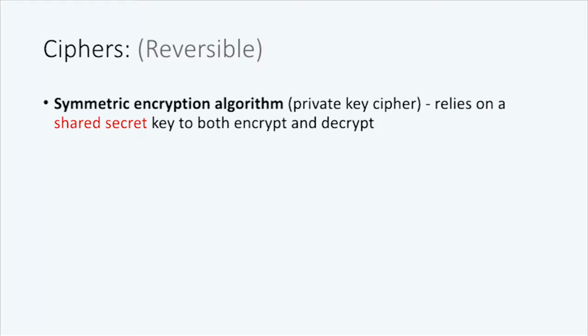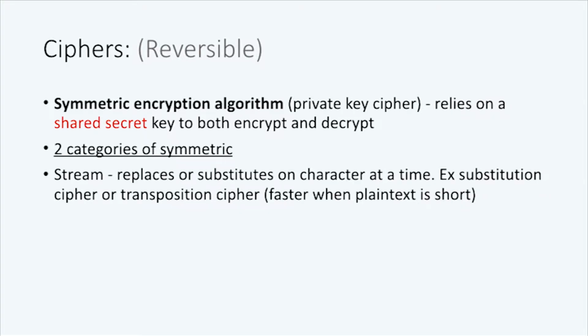The symmetric encryption algorithm can sometimes be referred to as a private key cipher. It relies on a shared secret key to both encrypt and decrypt files or messages. The key part of that phrase is shared secret key. There are actually two subcategories of symmetric ciphers. The stream type of symmetric cipher.